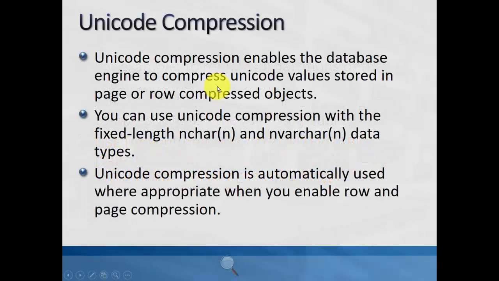Okay, Unicode compression. Unicode compression enables the database engine to compress Unicode values stored in page or row compressed objects. You can use Unicode compression with the fixed length nchar, or nvarchar, the variable character data types. So still the same, fixed space and variable space. Unicode compression is automatically used where appropriate when you enable row and page compression. So if we enable row compression, this Unicode compression for Unicode characters will automatically be used, right? We still need to decide why we would use compression, and we must have a good reason to do that. Otherwise, you're hitting the performance when you're enabling the compression.